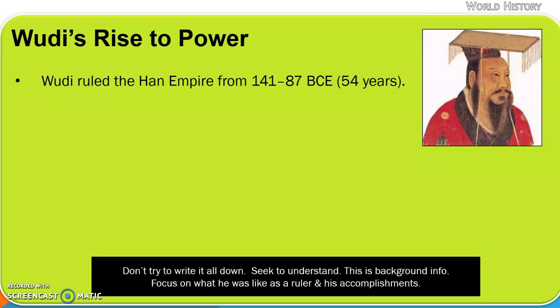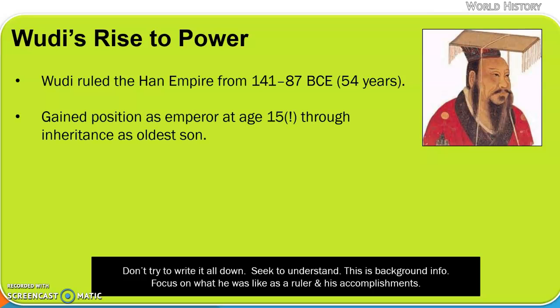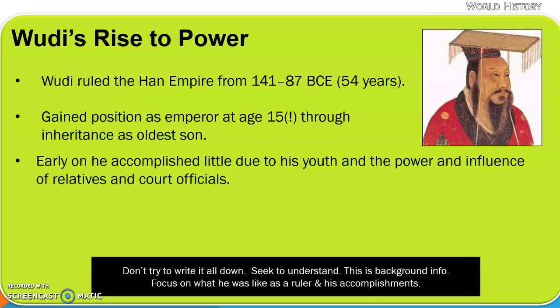Okay, he ruled for 54 years. He gained a position as emperor at age 15. He inherited it as the oldest son. So you could say Liu Bang, right? He was able to gain it through military power, and he didn't come from a family line that would allow him to rule, whereas Wu Di did.